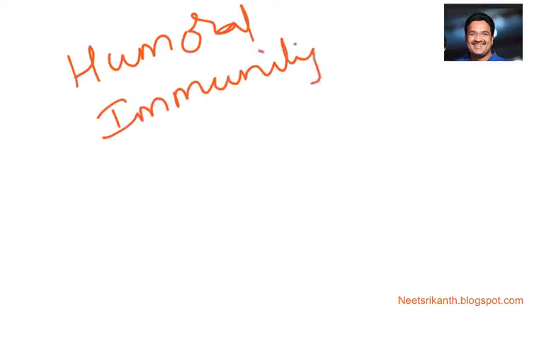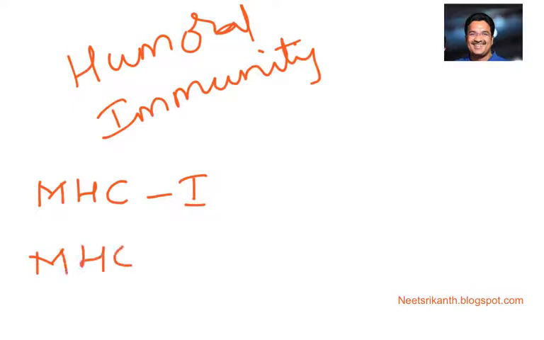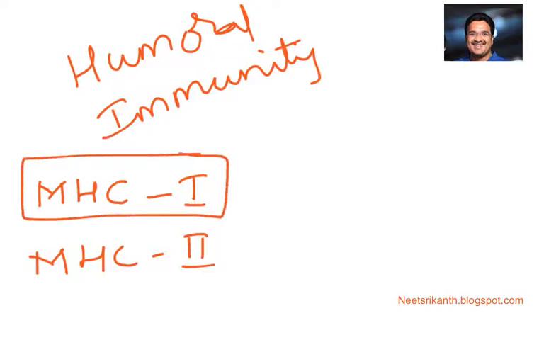Let me quickly recall how MHC molecules participate here. We learned earlier that major histocompatibility complex molecules are of two types, MHC 1 and MHC 2. MHC 1 does not matter at present, because now we are discussing humoral immunity, whereas MHC 1 molecules participate only in cell-mediated immunity. So let's focus on MHC class 2 molecules.